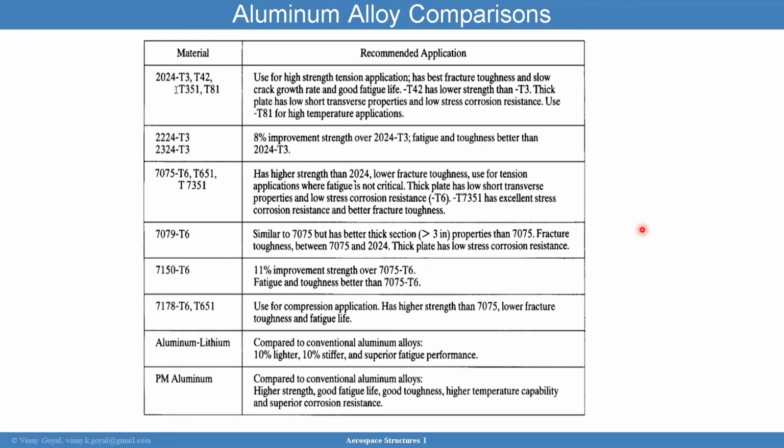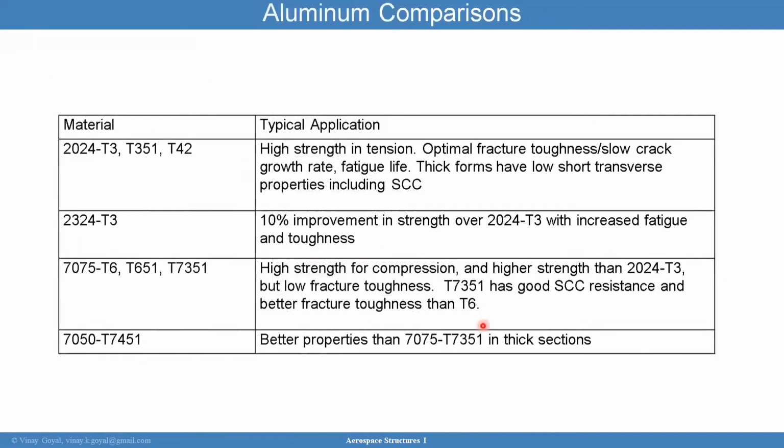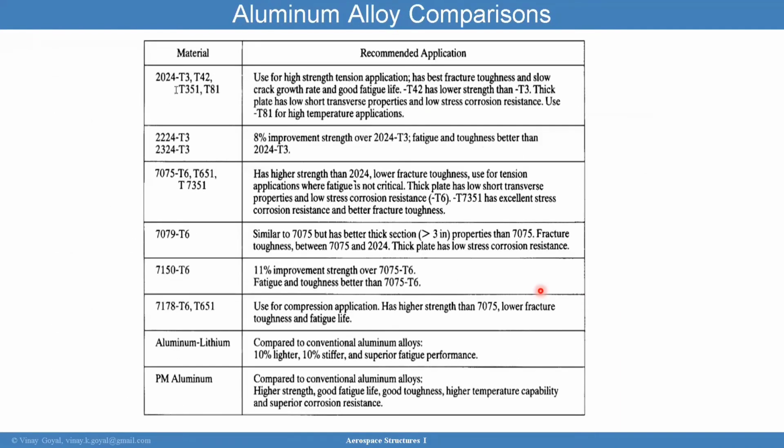What I'm doing here is I'm basically showing you the same information I showed you here. And what I want you to do is to pause the video here in this particular plot and further increase your understanding of how these different metals compare. But bottom line that I did not show earlier is that aluminum lithium gives you 10% lighter, 10% stiffer, and gives you fatigue performance that's superior to other metals. But it is expensive, and it needs to be considered in your assessments.